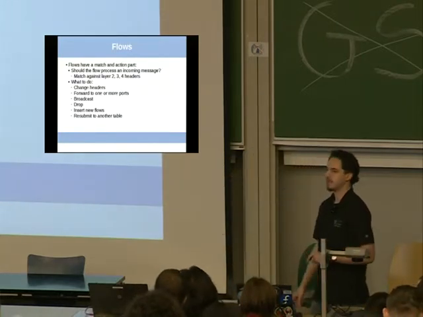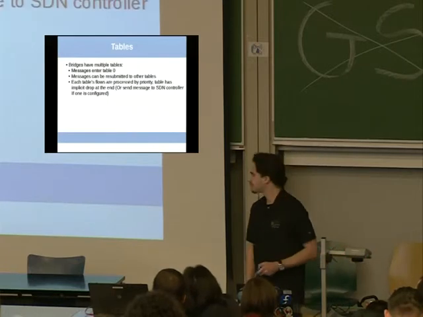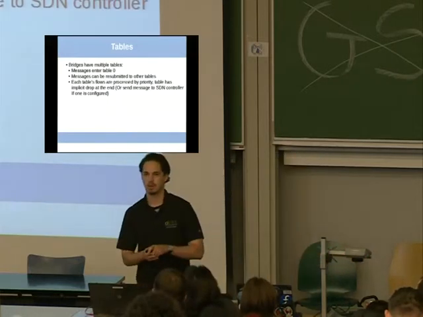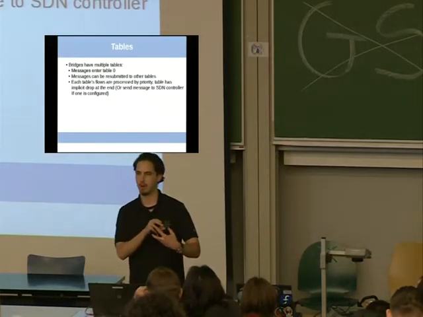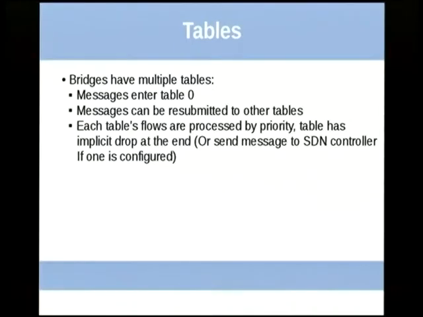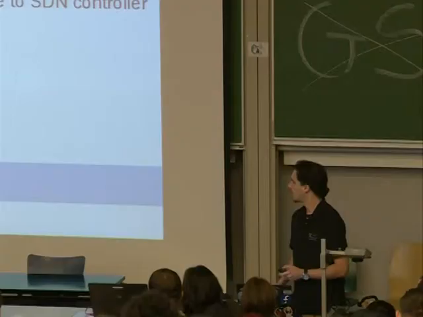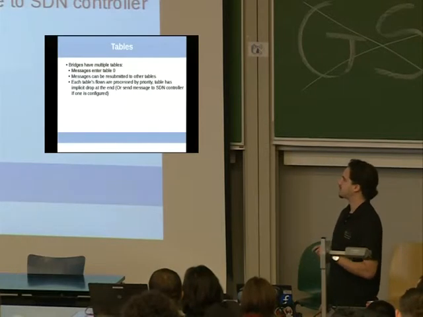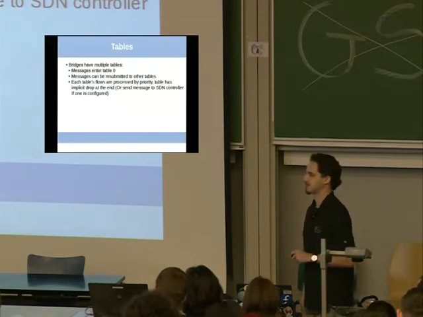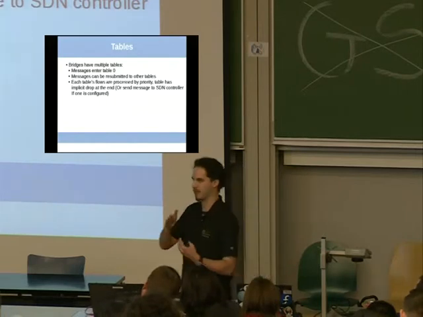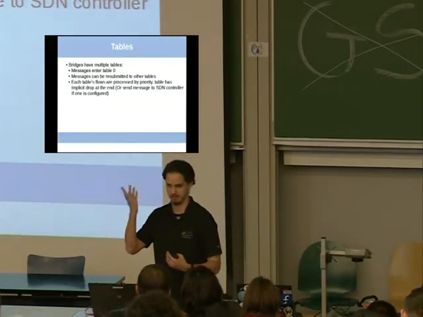And we can resubmit to another table. So what's a table? As it turns out, a table is basically just a group of flows. We can have a bunch of different tables that all belong to the same virtual switch. It's just a convenient way to manage lots of flows. All of the messages enter the first table, which is, of course, table 0. We always count from 0 because we're kind of idiots.